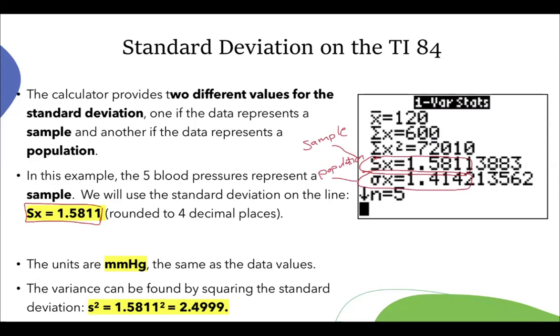So you would take your 1.5811 and square it. And I did forget to show you that on the calculator, so I'll show you right now. There is a squaring key on the calculator that you can use, and that would take you from the standard deviation back to the variance. Not too common to do that, but you can do it if you need.